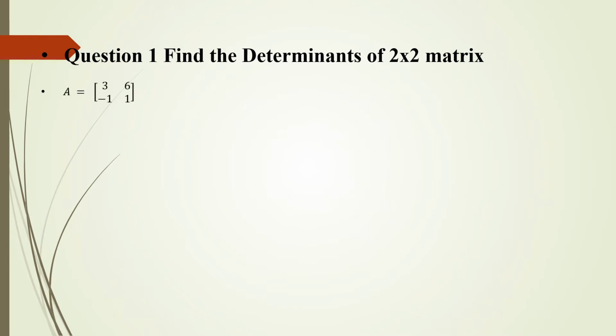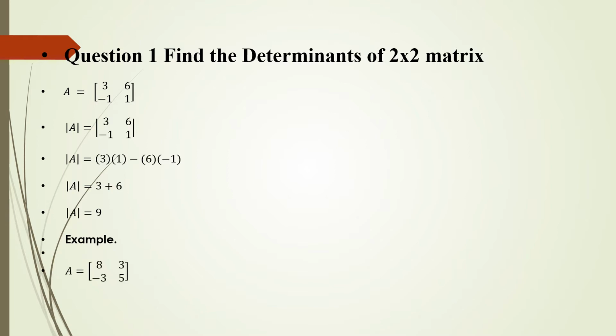Now our next topic is matrix, and in matrix we will find out how to find the determinant of a 2 by 2 matrix. Suppose, dear student, here we have one matrix. The order of this matrix is 2 by 2. 2 by 2 means that here we have two rows and two columns.